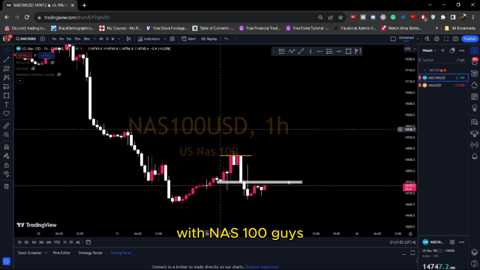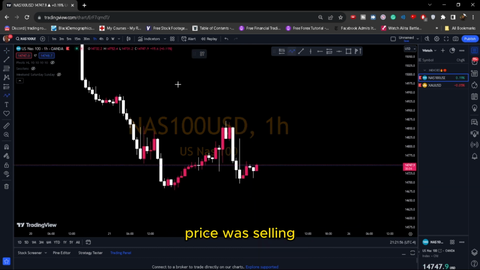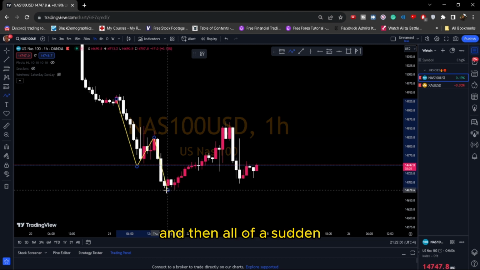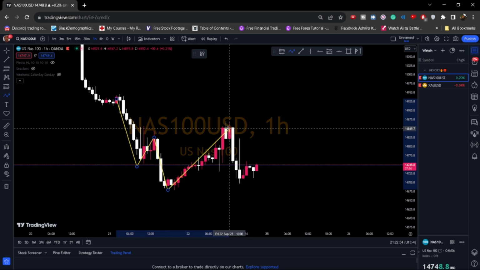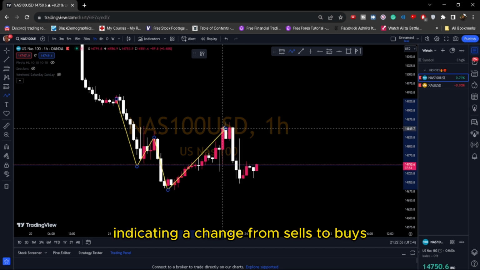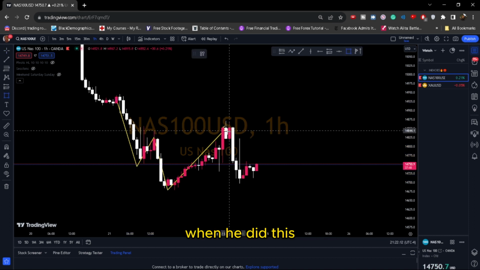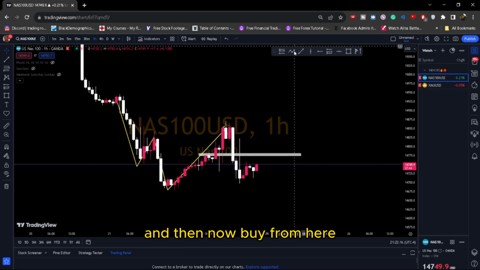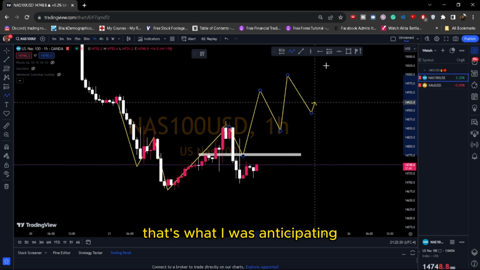With NAS 100, guys, let me remove all this. So right now, price was selling, creating lower lows and lower highs, and then all of a sudden it broke past this previous high, indicating a change from sells to buys. So when it did this, I was anticipating price would come down here, then buy from here and continue to buy up. That's what I was anticipating.